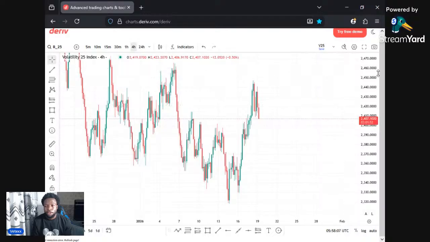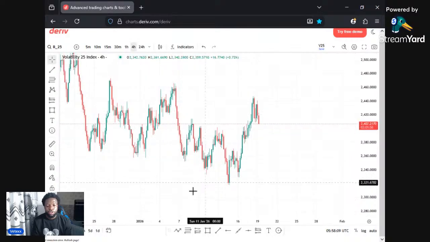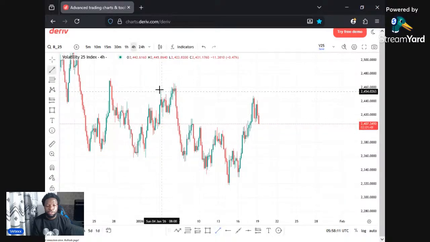You can see clearly, if you have been following me closely, that we have a sweep of liquidity here on the 4 hour time frame.